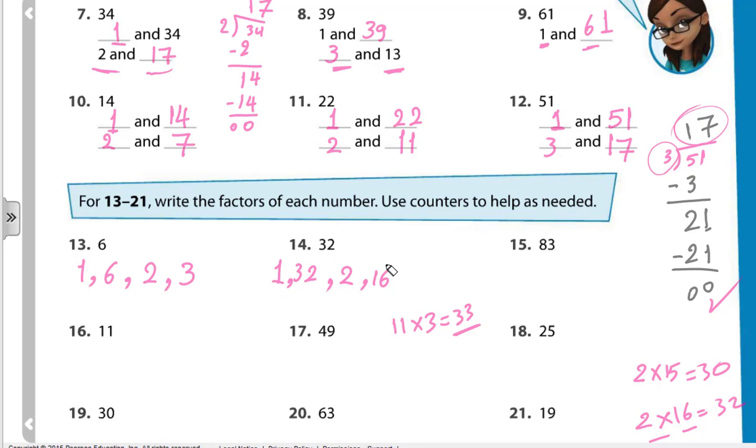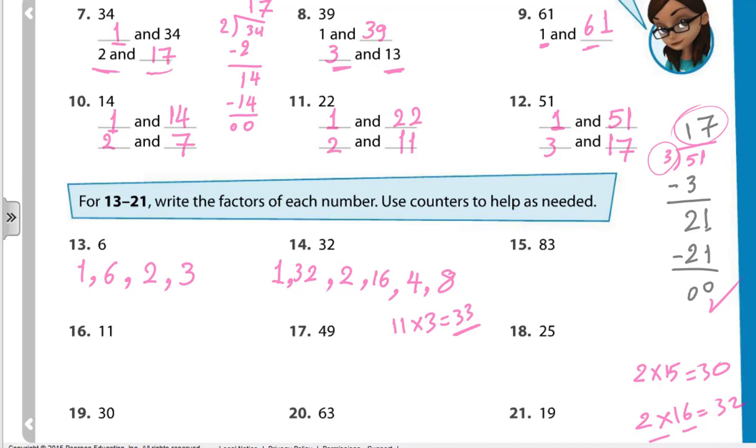Okay, 4. You said that 4 is a factor because 4 multiplied by 8 equals 32. After 4, 5 can't be a factor, because 5 multiplied by 6 equals 30 and 5 multiplied by 7 equals 35. So we skip the 32. Now, 6 is not a factor.